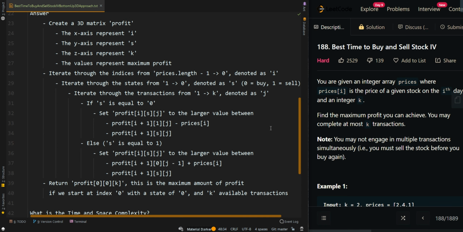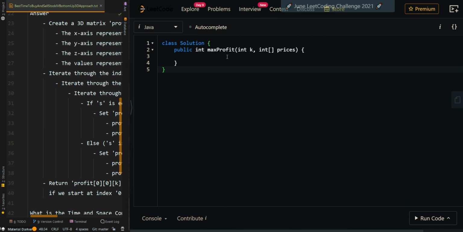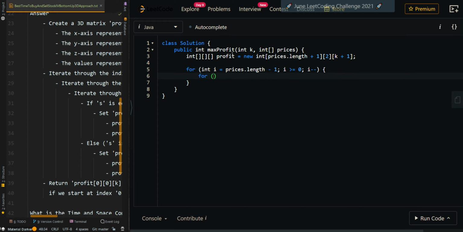Now let's go over the code. So we're going to create our 3D matrix. The x-axis represents the current index, and then the y-axis represents the number of states, so we get 2 states. And then the last one is the number of transactions. And then we're going to iterate through the indices first. Then we're going to iterate through the states. Then we're going to iterate through the transactions.